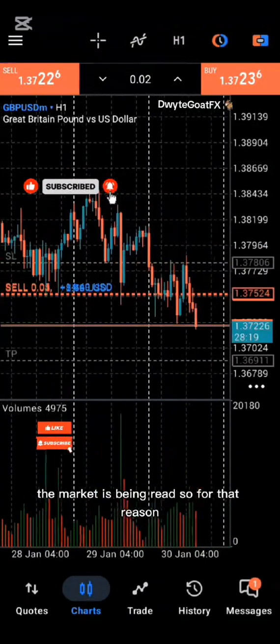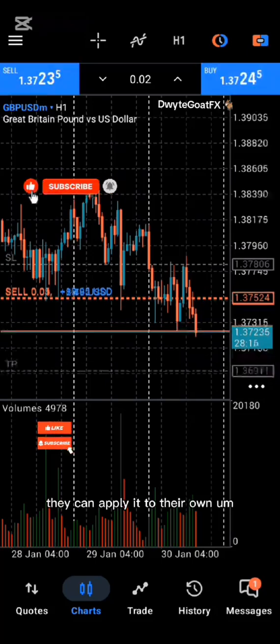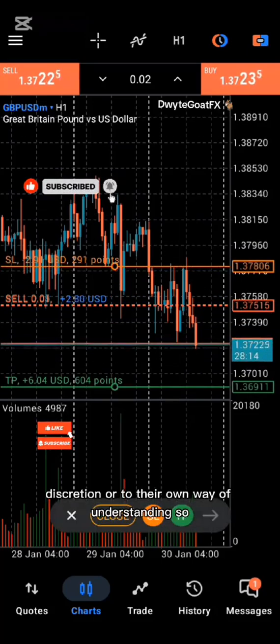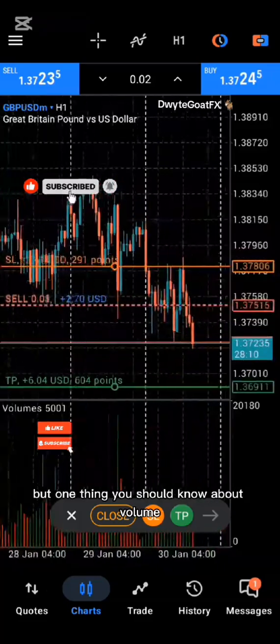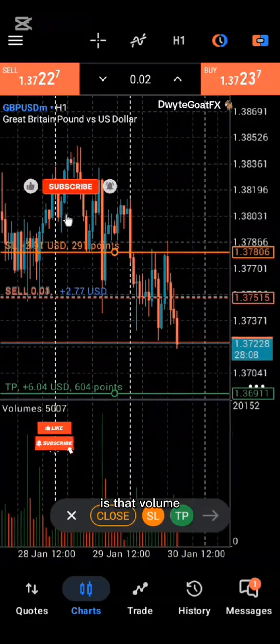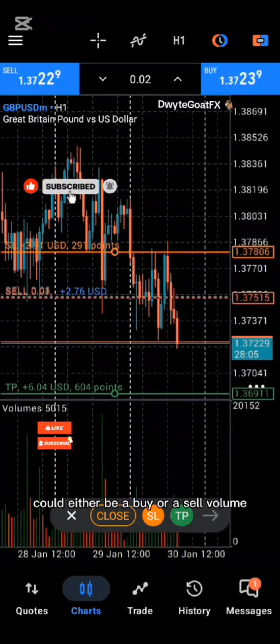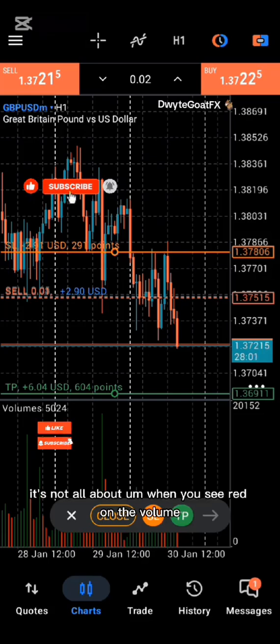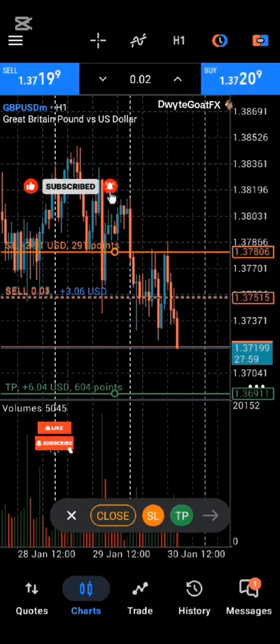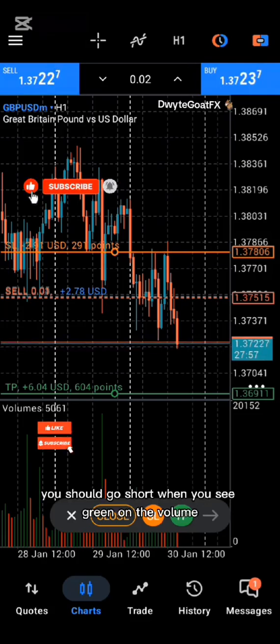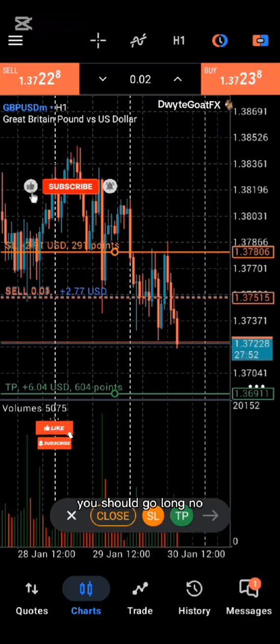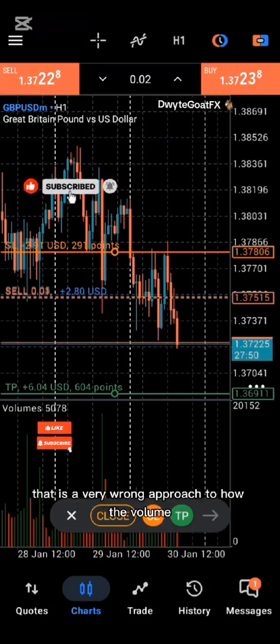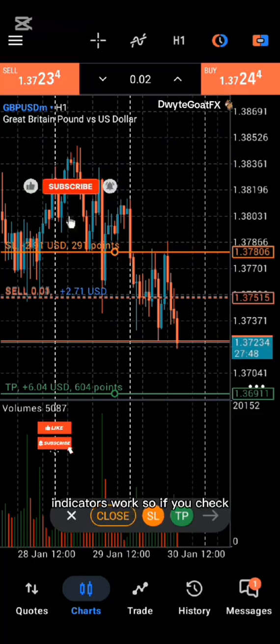So for that reason, they can apply it to their own discretion or to their own way of understanding. But one thing you should know about volume is that volume could either be a buy or a sell volume. It's not all about when you see red on the volume, you should go short. When you see green on the volume, you should go long. No, that is a very wrong approach to how the volume indicators work.